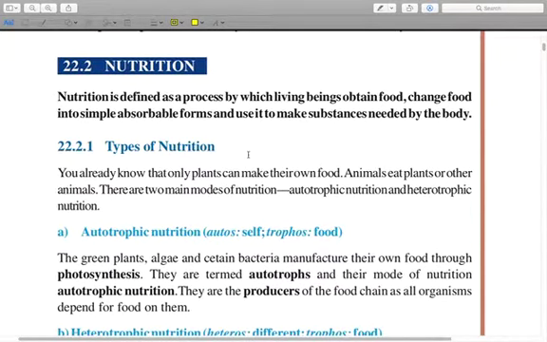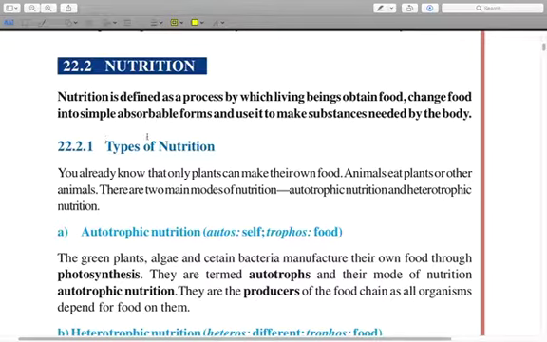So nutrition, what is the definition of nutrition? When asked in exam, you have to write this. That is, nutrition is defined as a process by which living beings obtain food. So it is a process by which living beings obtain food. Then the next step is change food into simple absorbable forms, then use it to make substances needed by the body. So see the steps. First is to obtain the food and change the food into simple absorbable forms.